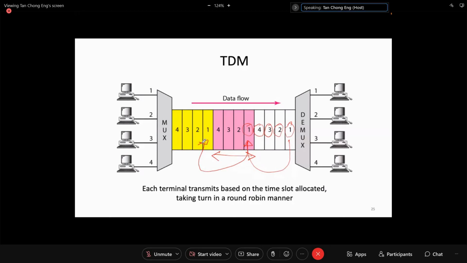But if you can do this very, very fast, then you can support not only 4 users, you can support maybe 40 users. Okay, if you are running an even higher clock speed, you can even support maybe 400 users. So this is exactly the advantage of TDM, where you can improve the performance by improving the clock speed of the multiplexer and the demultiplexer.